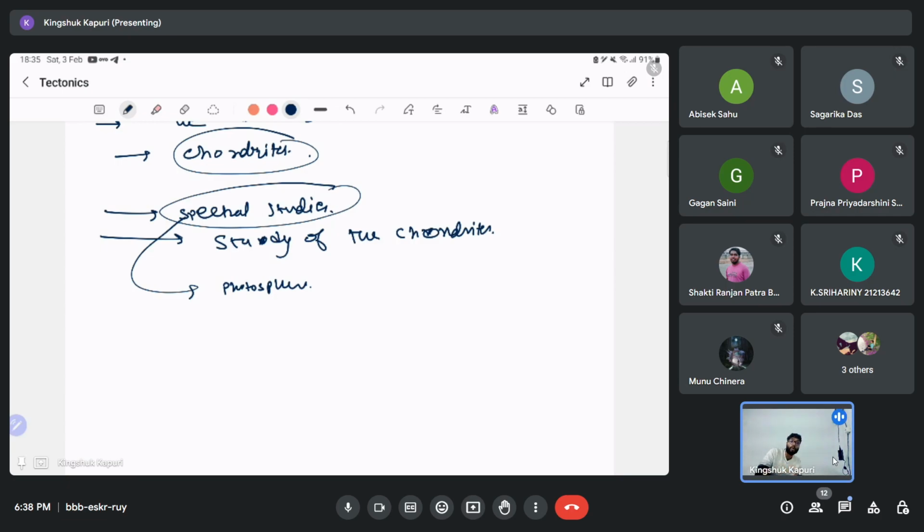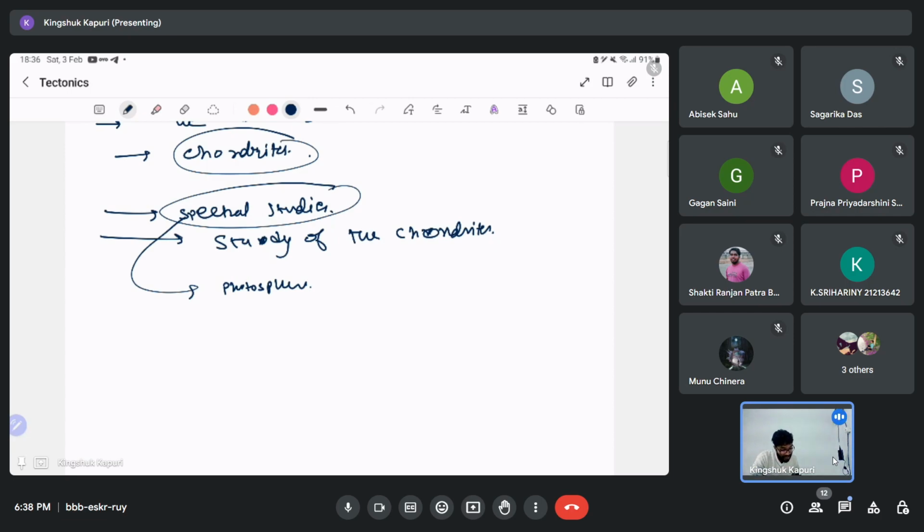Okay, and we know that 99% of the mass is conserved within the sun. It means that 99% of the major constituent of the solar system is hidden inside the sun. So if we study the composition of the sun, we will get to know about the composition of the planets. So do you deny or do you agree with my statement? Agree, sir.